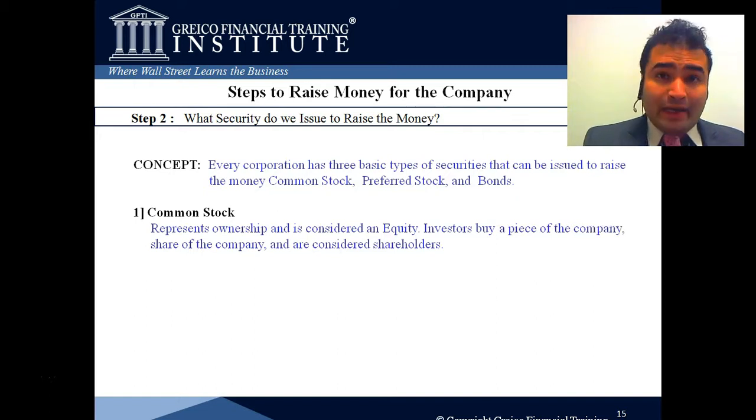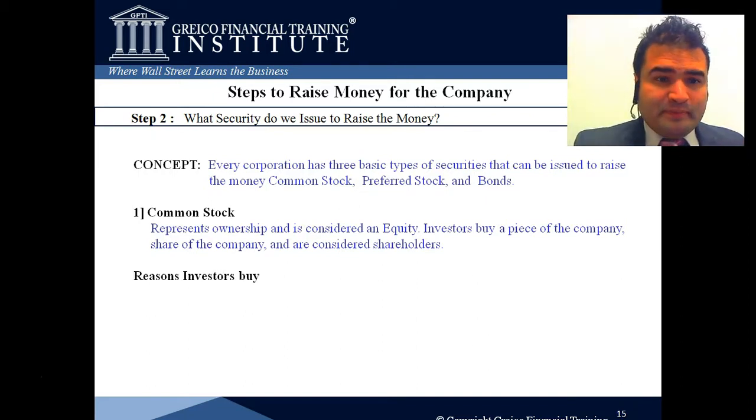So again, common stock represents ownership and is considered an equity. Investors buy a piece of the company and a share of the company and are considered shareholders. So basically, you buy a share of Facebook, you're a shareholder of Facebook. You're an owner of Facebook. That's why they use the term equity, because the term equity just means ownership. What's mine? So when you have a share of Facebook, you have a piece of Facebook. But a lot of other people do too.